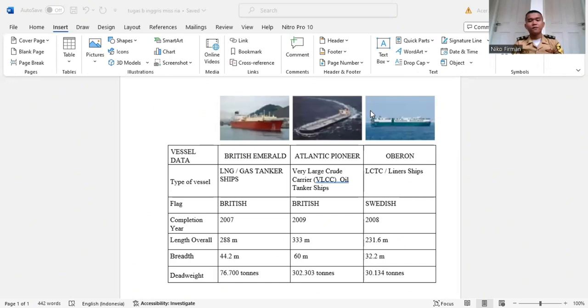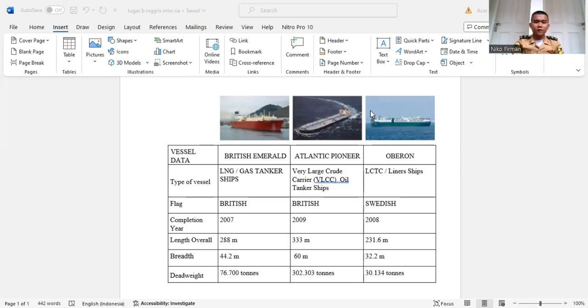And now we have to analyze them. We see the three vessels are different. First, British Emerald is a gas tanker ship, and the Atlantic Pioneer is an oil tanker ship, and the Oberon is a liner ship. And secondly, the flags. The only vessel that is different is Oberon, because the Oberon's flag is Swedish, and the other two ships, the British Emerald and Atlantic Pioneer, are the same. The flag is British.